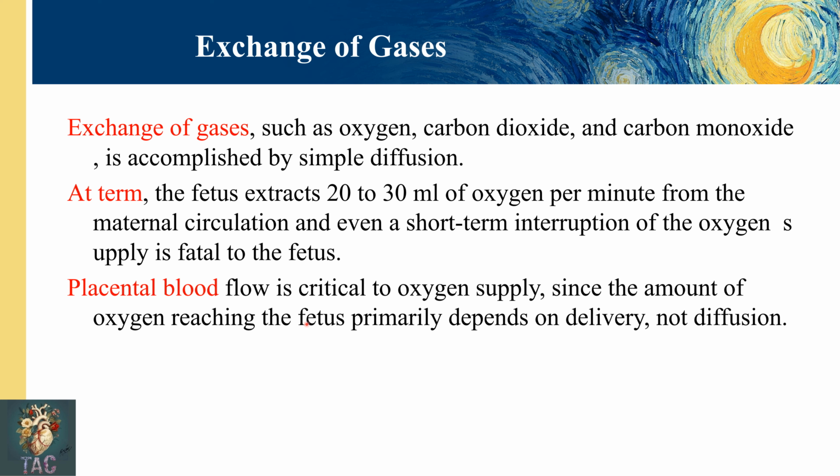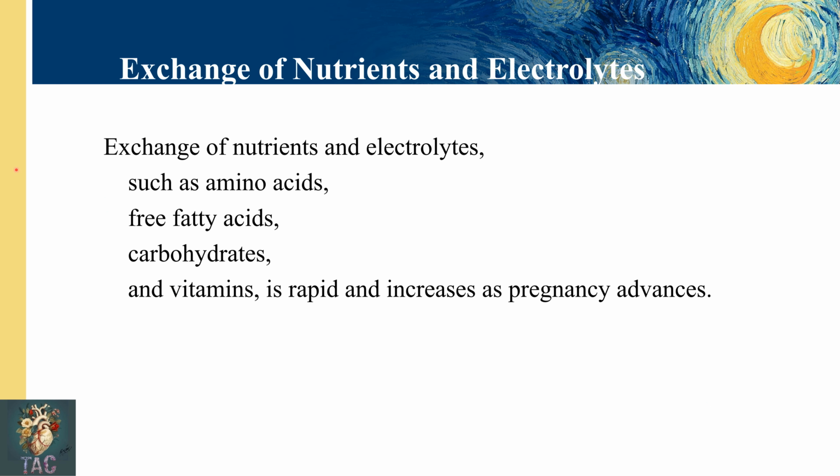Placental blood flow is critical to oxygen supply, since the amount of oxygen reaching the fetus primarily depends upon the delivery and not the diffusion. Exchange of nutrients and electrolytes also takes place, such as amino acids, free fatty acids, carbohydrates and vitamins. It is a rapid exchange, and it increases as the pregnancy advances because the requirement also increases.